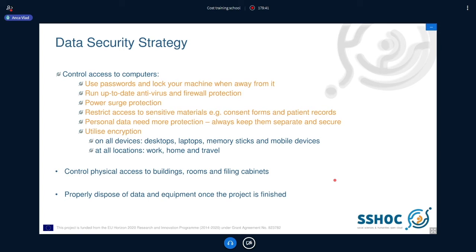Finally, ensure that you properly dispose of unwanted copies of data and equipment at the end of the project. And it's vital to remember here that personal data needs more protection than anonymized or pseudonymized data. So while some solutions might be appropriate for some types of data, they might not be appropriate for personal information. Okay.